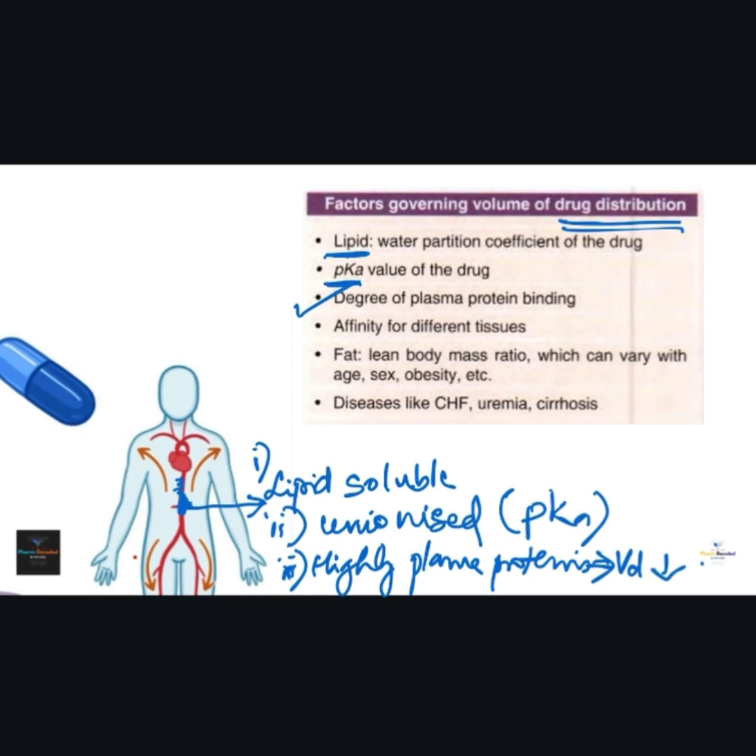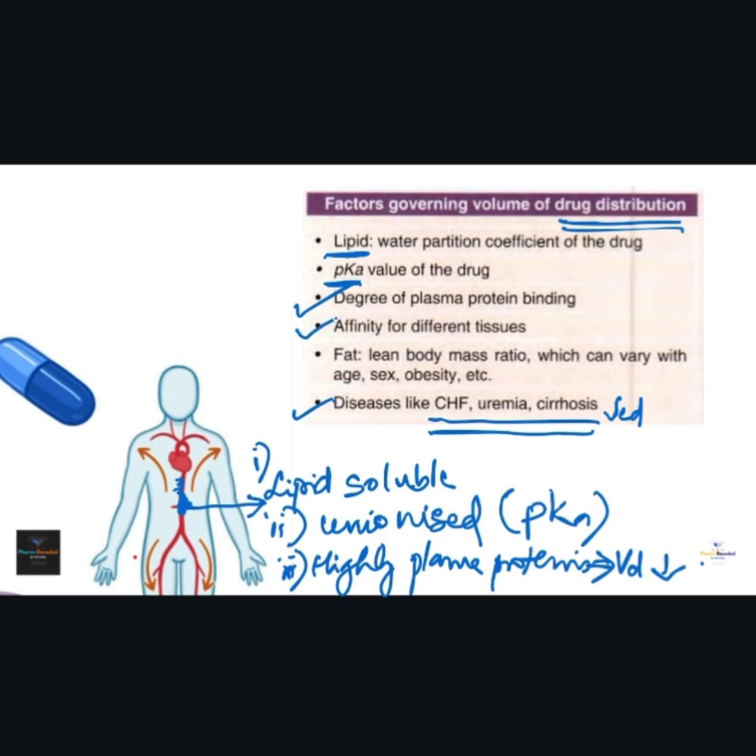Then coming to diseases like CHF, uremia and cirrhosis, and CHF is congestive heart failure. If you notice, in these conditions the blood circulation in our body is decreased. So the distribution is also decreased and the volume of distribution is decreased.